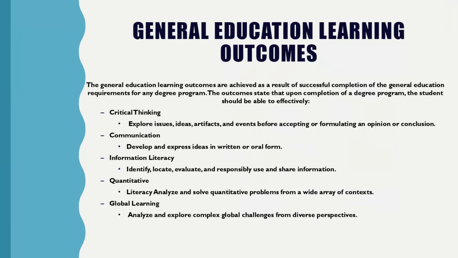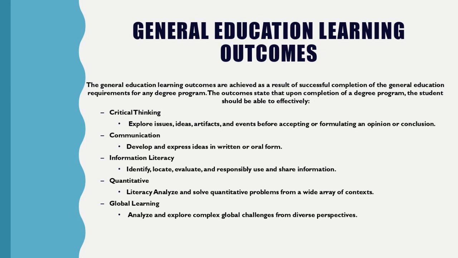When we look at these, I'm going to read the definition verbatim. This is straight from our assessment committee handbook or glossary. The terminology is important because we all want to make sure that we're speaking the same language. So the general education learning outcomes are achieved as a result of successful completion of the general education requirements for any degree program. The outcomes state that upon completion of the degree, the student should be able to effectively meet these 5 criteria. So that means that any student that comes to Triton College and attains a degree should have achieved these 5 areas of effectiveness.